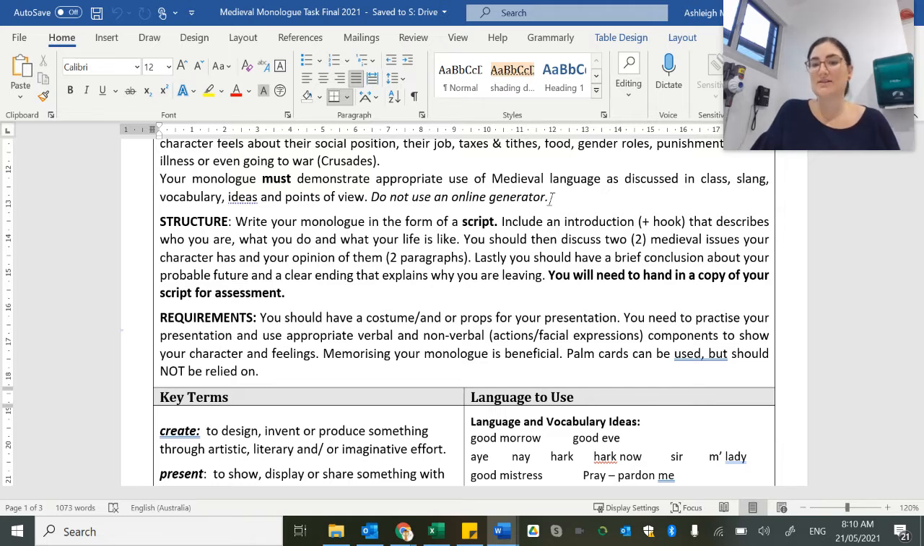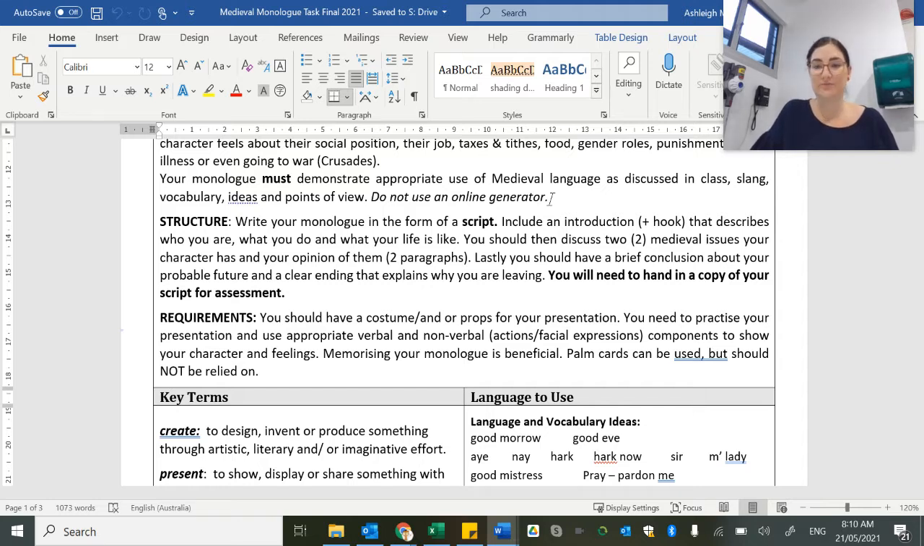You should then discuss your 2 issues. So you'll have 2 body paragraphs, one for each problem or issue that you have and what your opinion is on them. Then you will have a brief conclusion about your probable future and a clear ending that explains why you're leaving. For example, you might say, I must go off and sharpen my sword for the oncoming crusade to make sure that I'm ready to defend God's honor, or something like that.